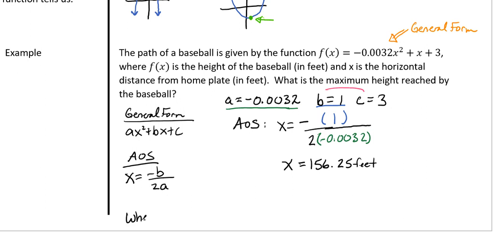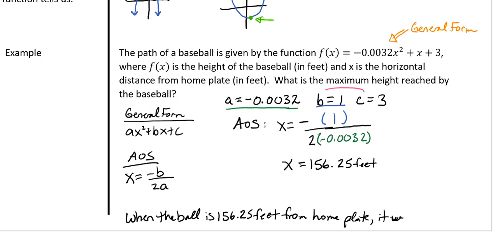So when the ball is 156.25 feet from home plate, it will reach a maximum height of, and that's what we still need to find. We need to take this value right here and plug that in to our x's so we can see what our maximum height is. So that's what we're going to do next.